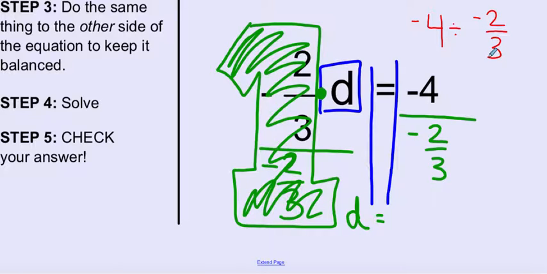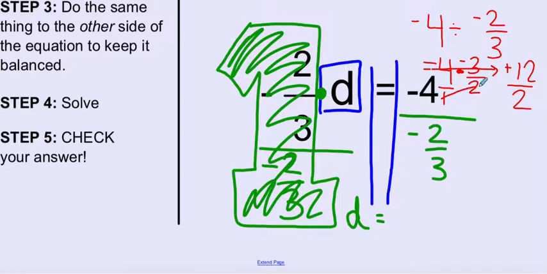You may have learned all kinds of funny sayings for this. You may have learned KCF, keep, change, flip. You may have learned stop, drop, and roll. You may have learned some other saying or phrase. But really all that happens is that I keep the negative 4 like it is. The division turns into multiplying. And I flip this fraction over so it's 3 over 2 instead. This is like 4 over 1, and I get to multiply straight across. A negative times a negative is a positive.